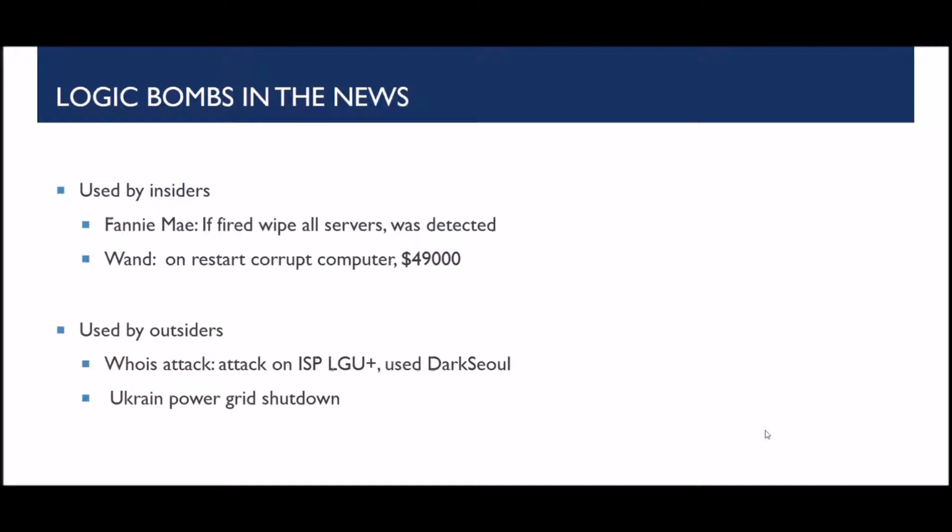Some cases where it was used by outsiders was in the Whois attack. There was an attack on an ISP called LGU Plus, and they used the DarkSeoul malware. Also, the Ukraine power grid was hit by a logic bomb, and in that case, the hackers installed a logic bomb that disabled the power grid. So big parts of Ukraine didn't have power at that moment.